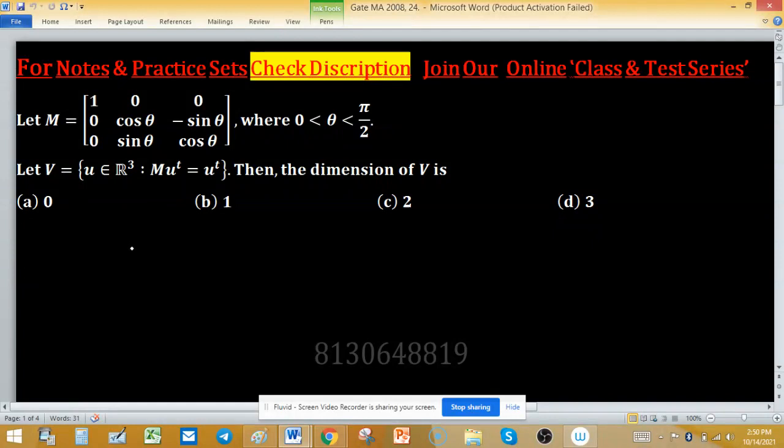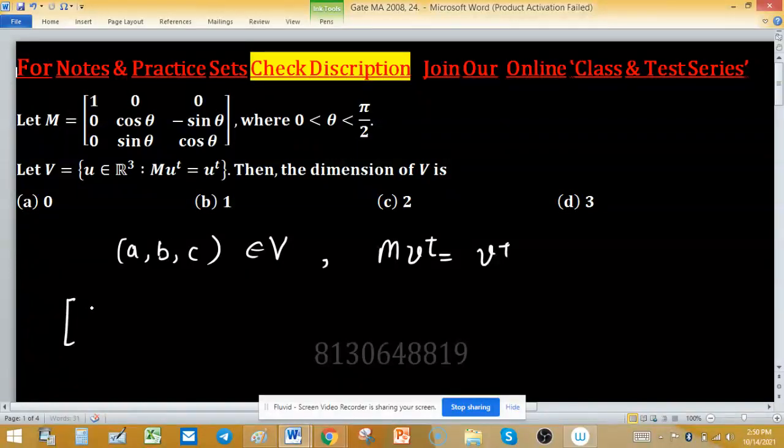So to find the dimension of this vector space, we let a vector (a, b, c), these are the constituents of this vector, belong to V. If this belongs to V, it means it satisfies the property of V. It means MV transpose equals V transpose. So take matrix M: 1 0 0, 0 cos theta sin theta, and the last row is 0 minus sin theta cos theta.